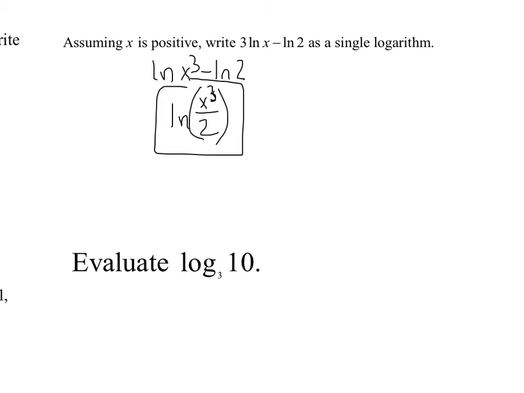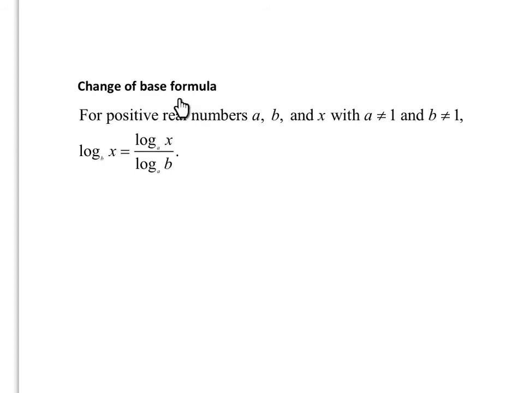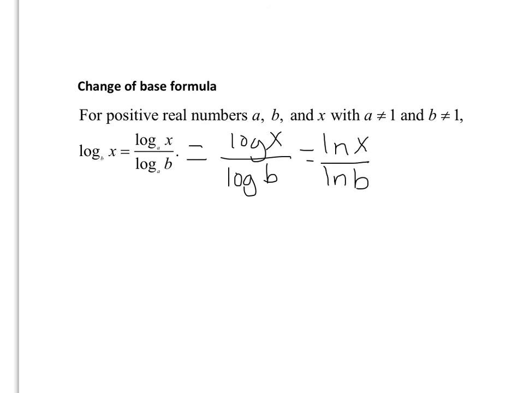So let's take a look at another property. Change of base formula, because the only thing your calculator can calculate is base 10. For positive real numbers a, b, and x, with a not equal to 1 and b not equal to 1, log base b of x equals log base a of x divided by log base a of b. So what they're saying is you can change it to any. However, just think about it this way. So it's base 10 or natural log. Okay? Because those are ways you'll be able to calculate.